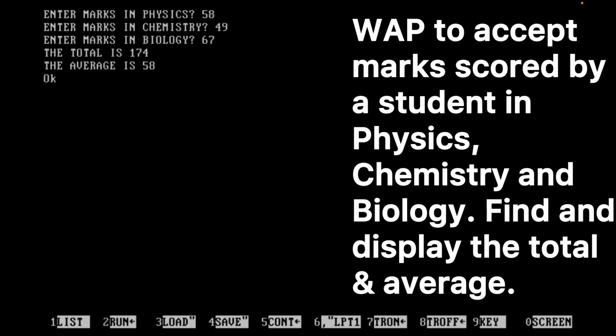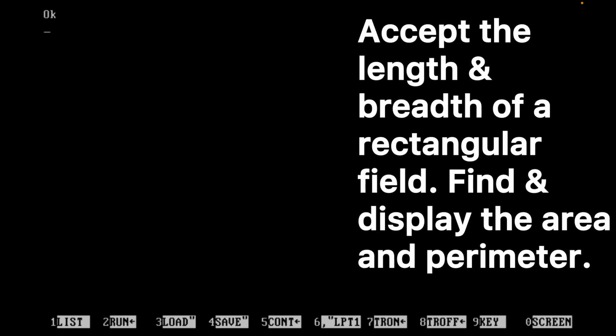We will see one more example. All right, so first of all we will clear the screen. Now here the question says, accept the length and breadth of a rectangular field, calculate and display its area and perimeter. Alright, so accept means we have to use input statement.